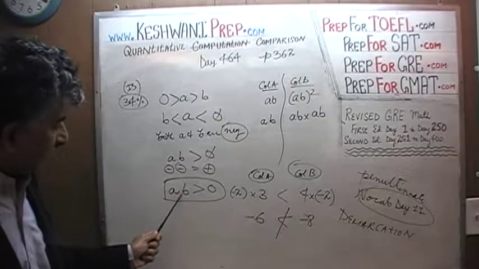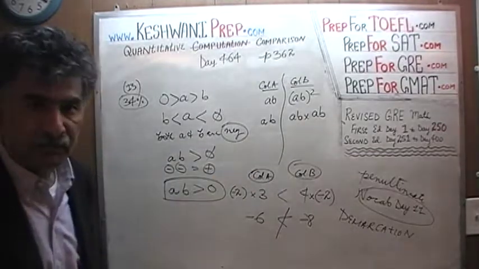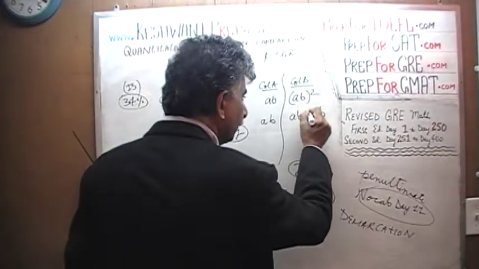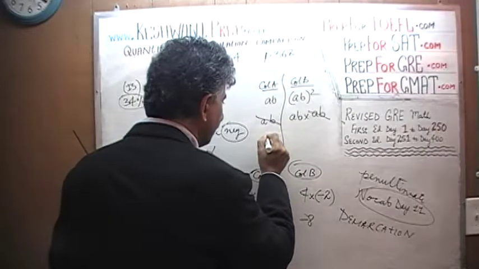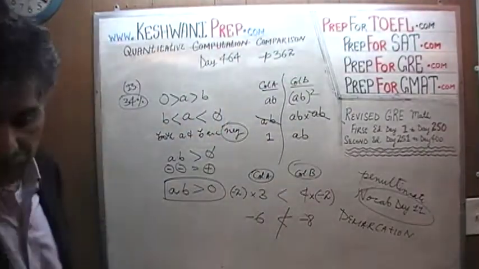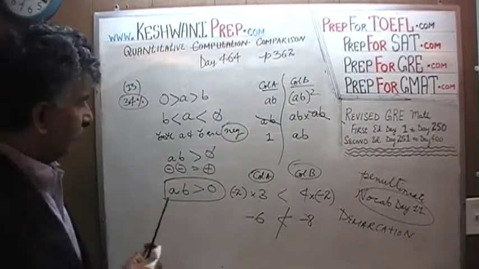Now that we know that A times B is a positive quantity, we can divide both columns by A times B, which is exactly what we're going to do here. Let's divide both columns by A times B. So this AB drops out, this AB drops out, we end up with 1 versus AB. The question that we're dealing with now is 1 versus AB. We are almost there. Let's continue.